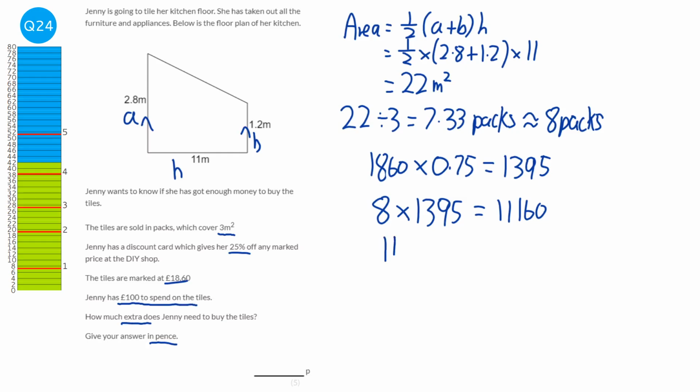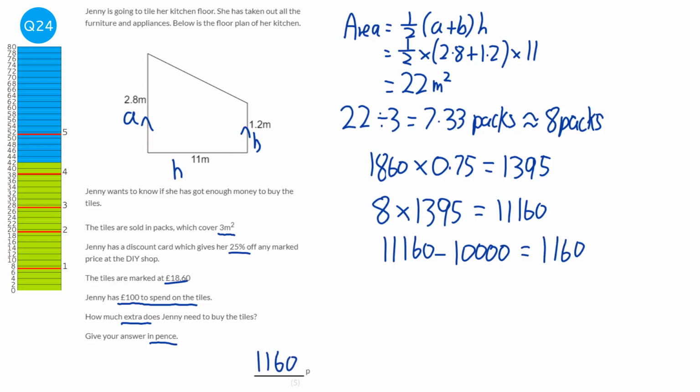So we're going to do the 11,160, take away the 10,000 pence that she has, which will give us 1,160 pence. So she needs to find £11.60 or 1,160 pence from somewhere.